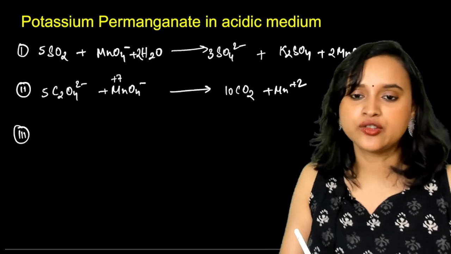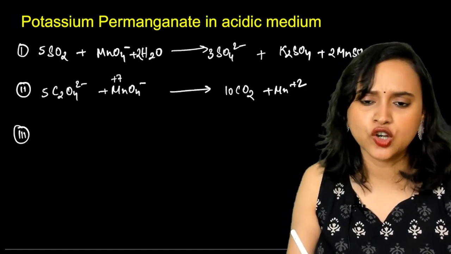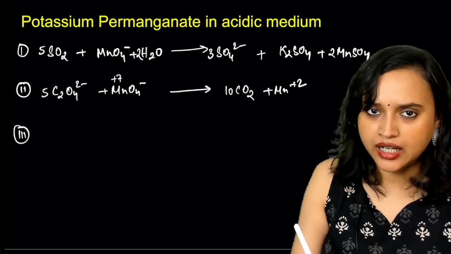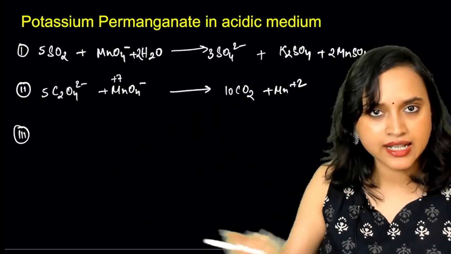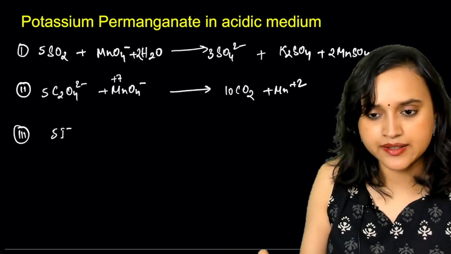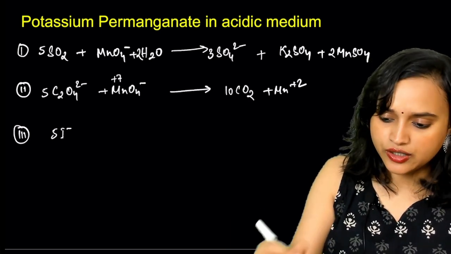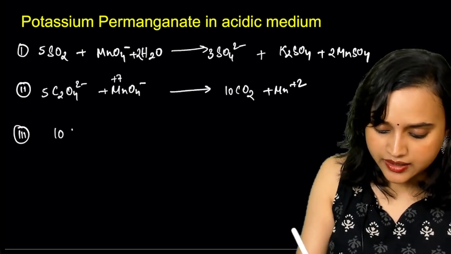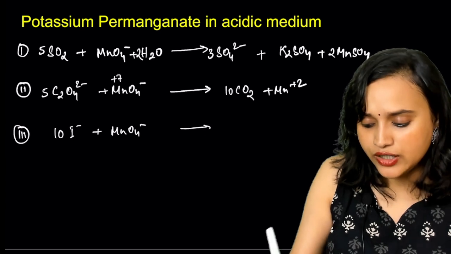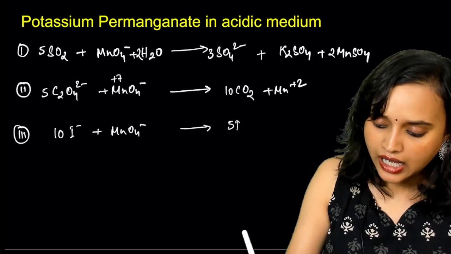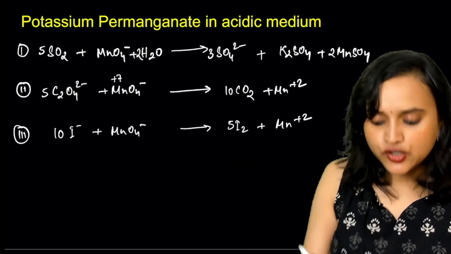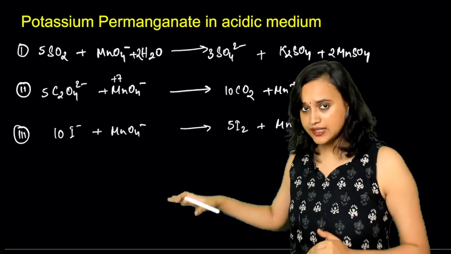Next one, which one should we do? Oxalic acid to carbon dioxide is over. I minus to iodine, let's see how to take that. Let's say you have 5 I minus. No, you cannot have 5 I minus, you have to have 10 I minus. If you take 10 I minus and MnO4 minus, then you will get 5I2 and of course Mn plus 2. Understood? So I think you can do this now for the acidic medium.